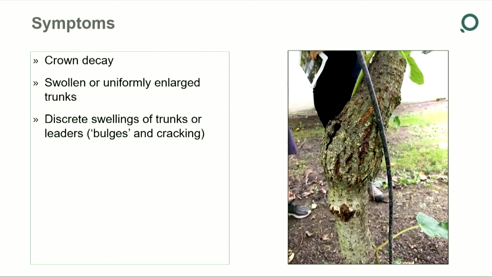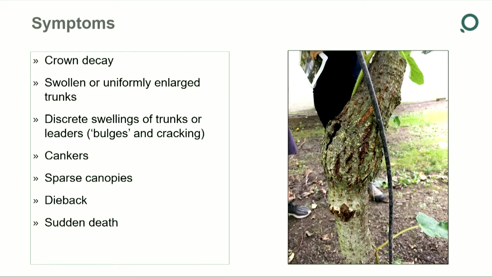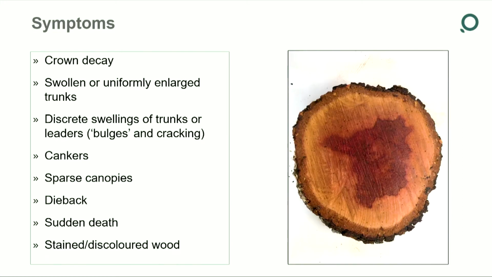We've got the crown decay, swollen or uniformly enlarged trunks, discrete swellings of trunks or leaders, which show up as bulges and cracking, full-on cankers, sparse canopies, dieback, and of course sudden death. And when you cut those trunks open, you'll quite often see discoloured areas within the wood.